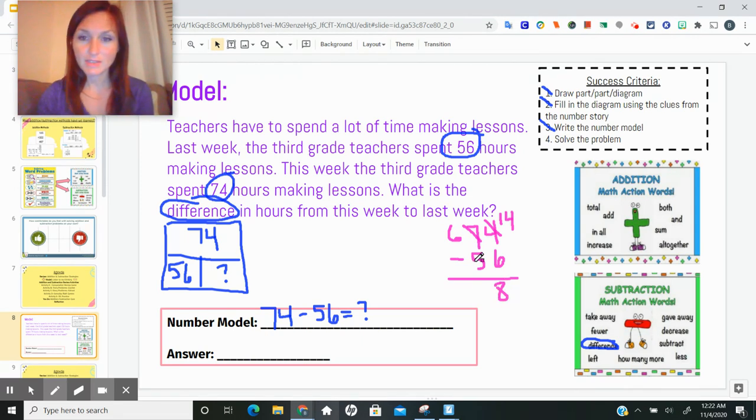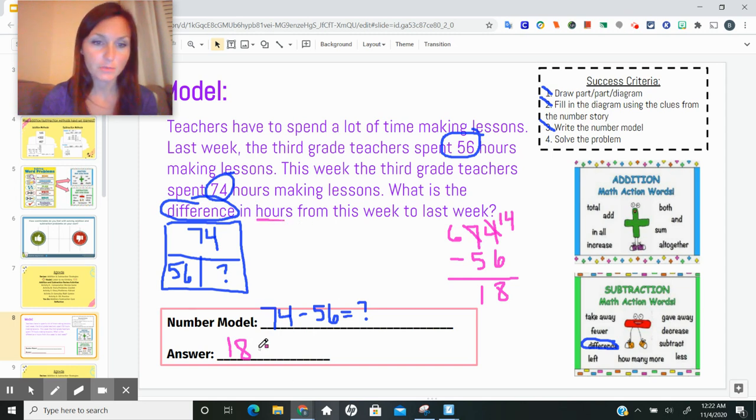All right, 6 minus 5. 5, 6. Take away 5. And that leaves me with 1. So my answer is 18. Now 18 what? It says the difference in hours. So it's 18 hours.